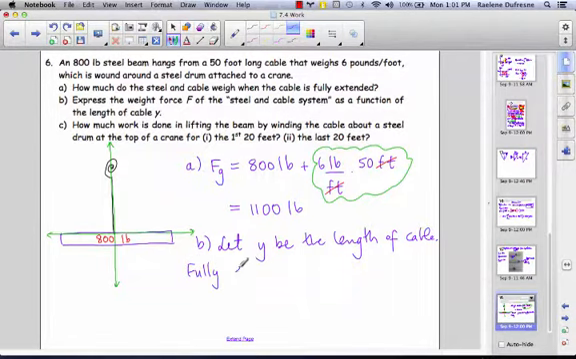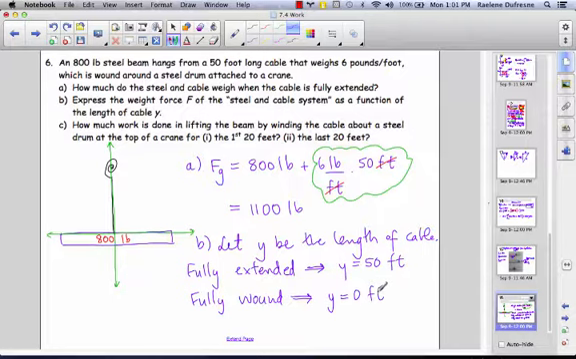Let's just write this down. Fully extended implies that y equals 50 feet, and fully wound, so that the steel beam would be lifted to the top, means that the length of the cable extended is now 0 feet. And so the length of the cable is the amount of cable showing.